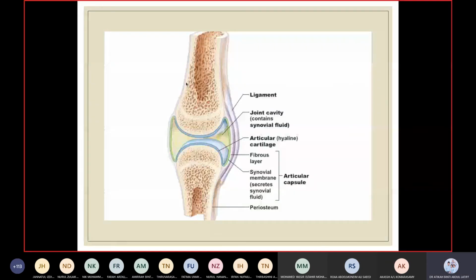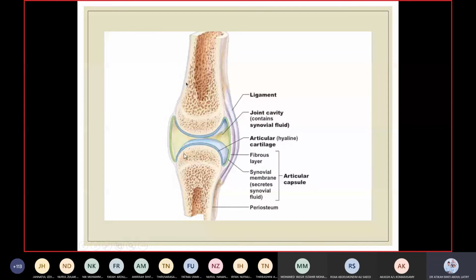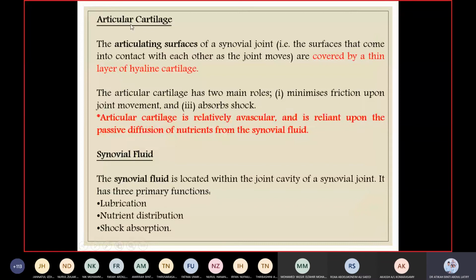Sorry. Next is the articular cartilage, which is this blue area here. Sorry, just now we talked about the capsule. Okay, you can see here the fibrous layer and the inner synovial layer. So this synovial layer is what produces the synovial fluid. Okay, so now we'll talk about the articular cartilage itself.